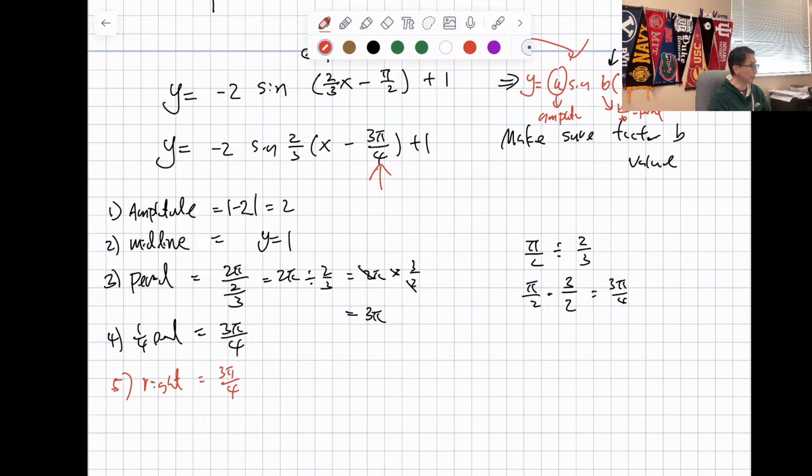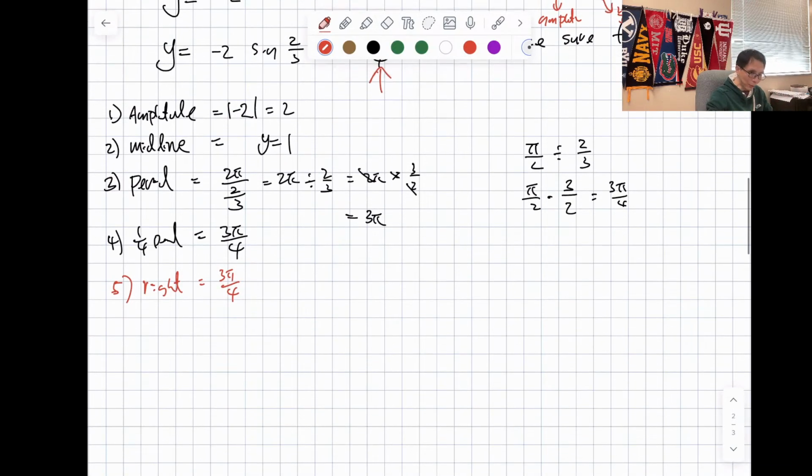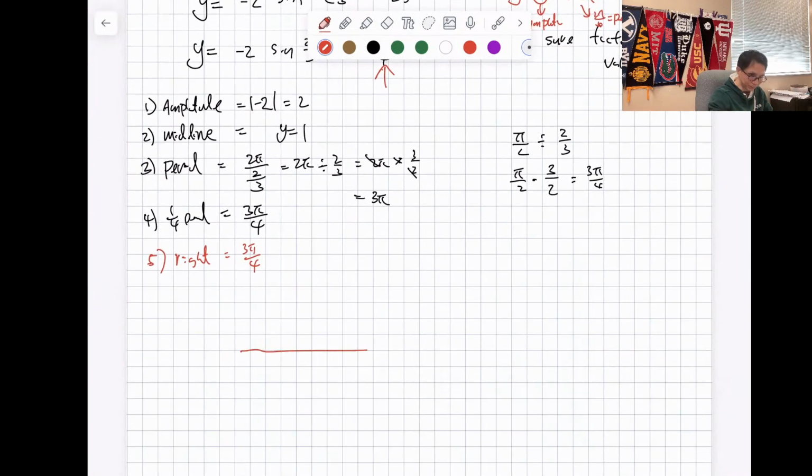But also the midline too, right? You not only move right 3 pi over 4, you're also going to go to the midline. So what I would do is usually graph the midline. So this is a function here, and I'll graph the midline here. Midline is going to be something like this. Any questions here? Okay. So I'm going to go to 3 pi over 4. That's my starting value.